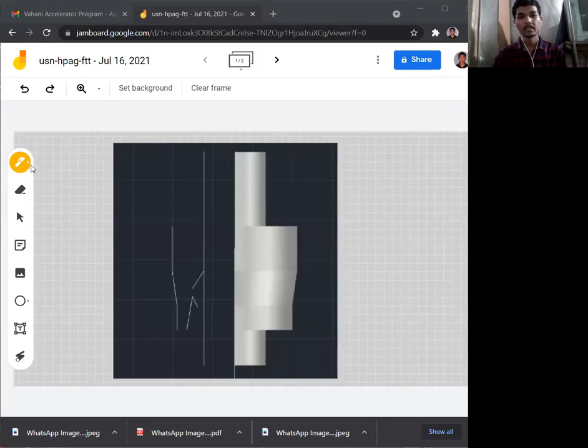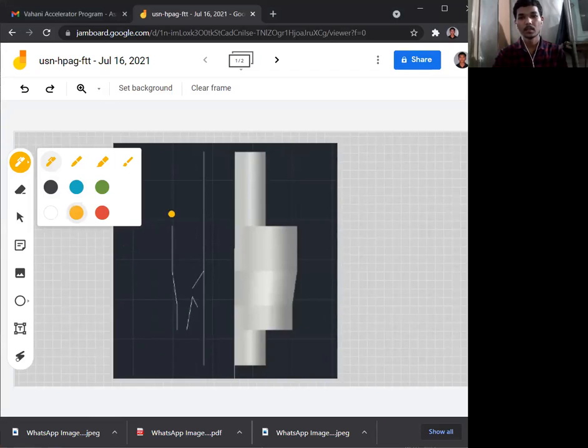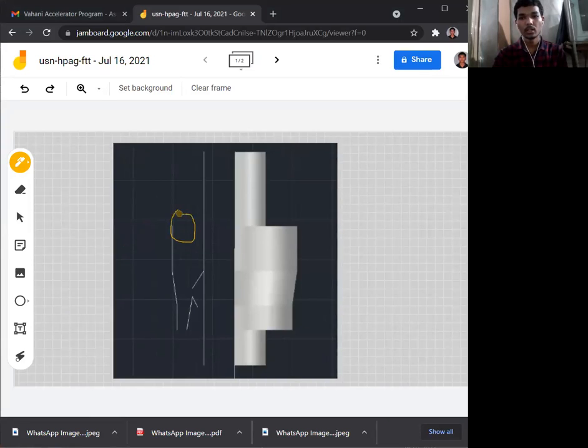Now, here you can see that this is the inlet of the collar, and this one and this one are outlets of the collar, because we have divided the outlet into two parts, this one and this one.